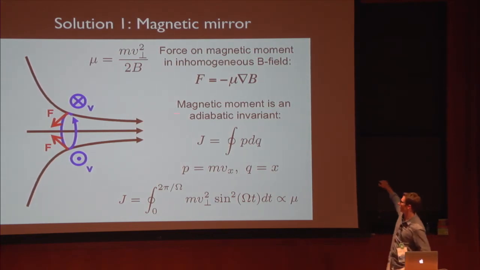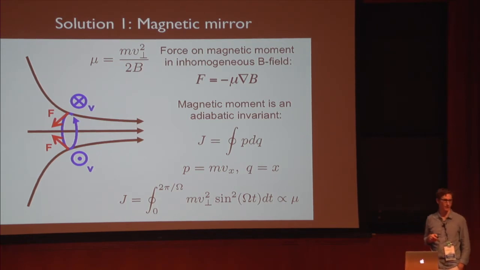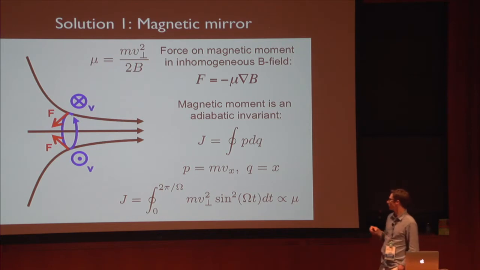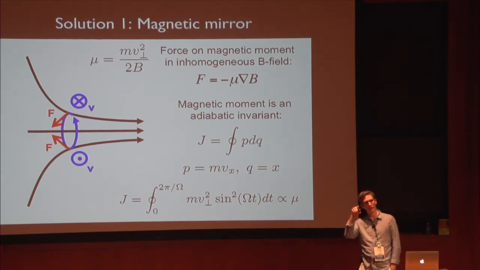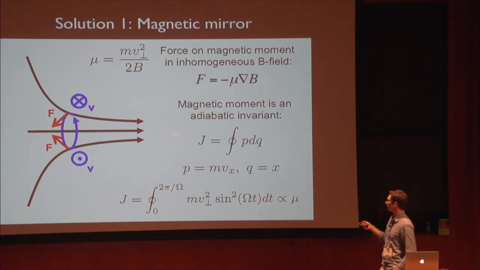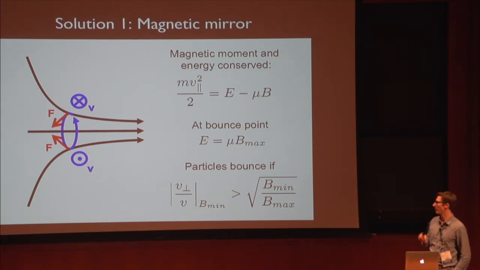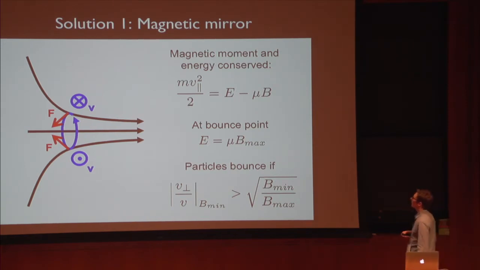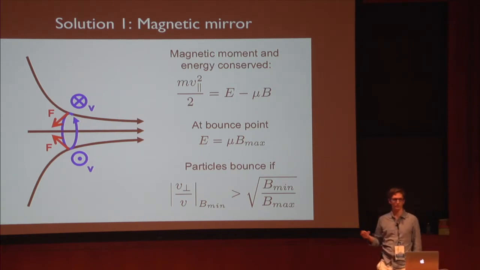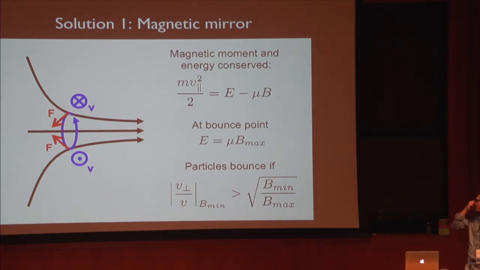So you have a net force which is pushing particles away from the strong field region. And the other way of saying this was showing that the magnetic moment is approximately conserved as long as the magnetic field is changing slowly over the time scale of the gyro orbit. So in any case, what we're left with are particles which are bouncing in these changing magnetic fields. And you can get a feel for how many of these particles are actually going to bounce by using the conserved quantities in the system.